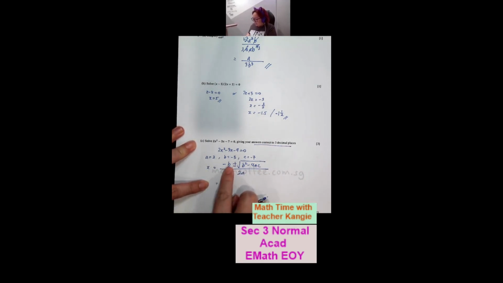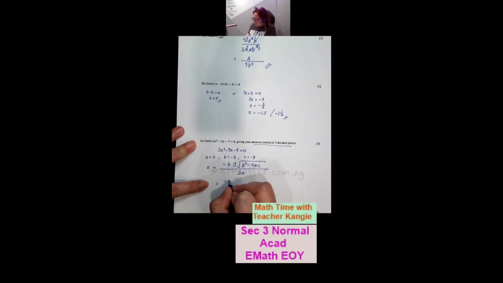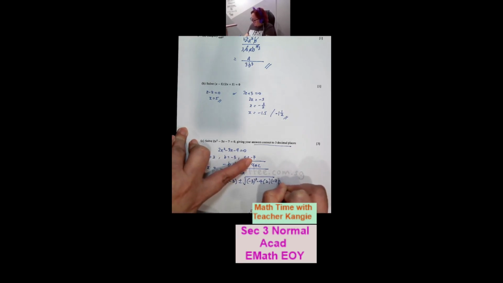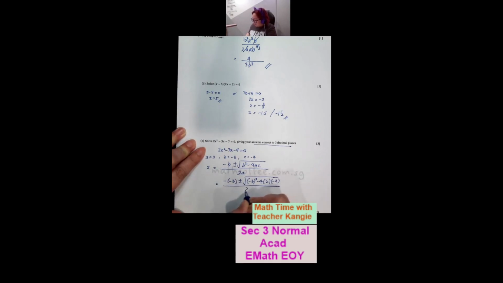So minus b, be careful, this is minus b. My b itself is negative 3. So a common mistake is students never put the minus. So it's supposed to be negative minus 3, plus minus square root of b squared minus 4ac, over 2a.